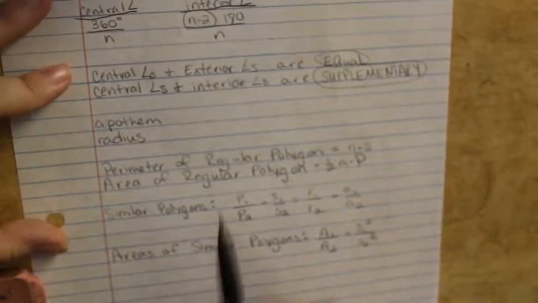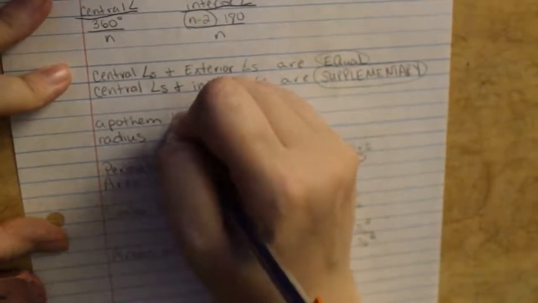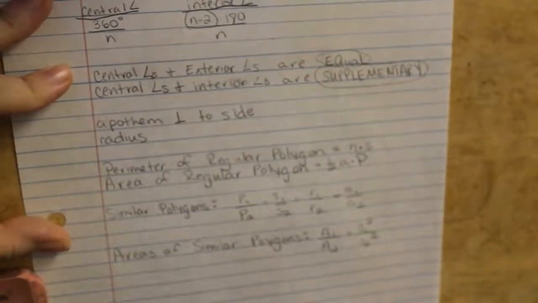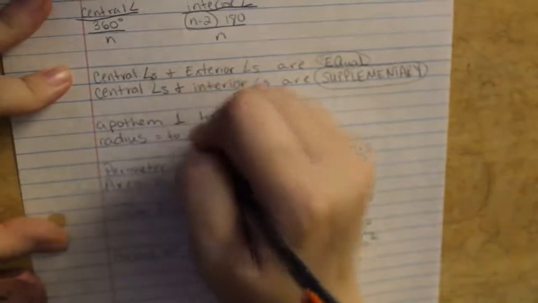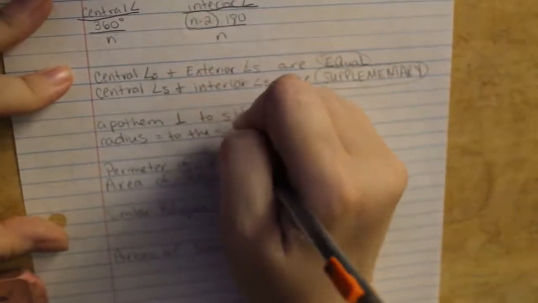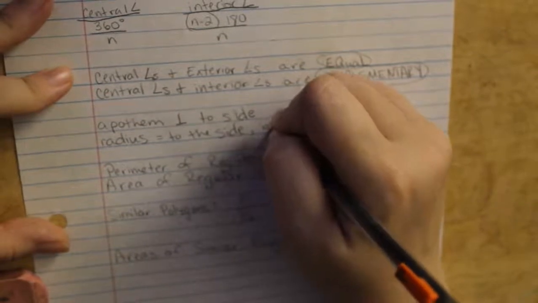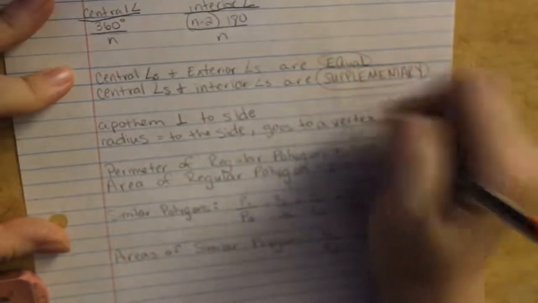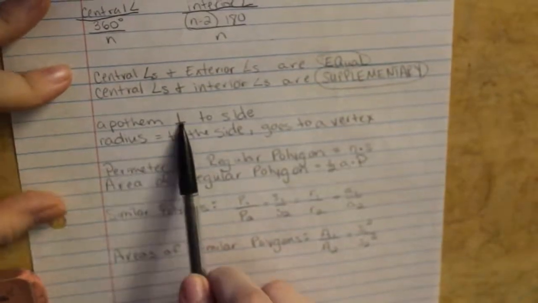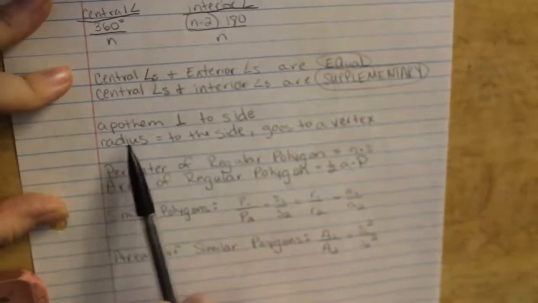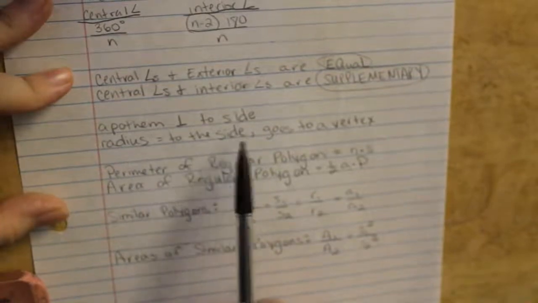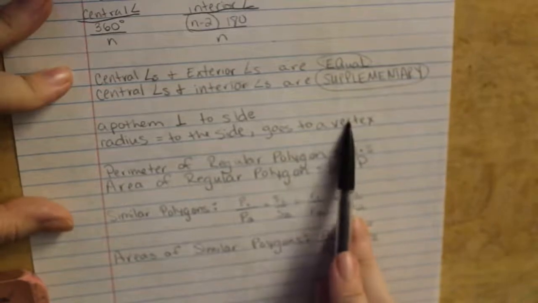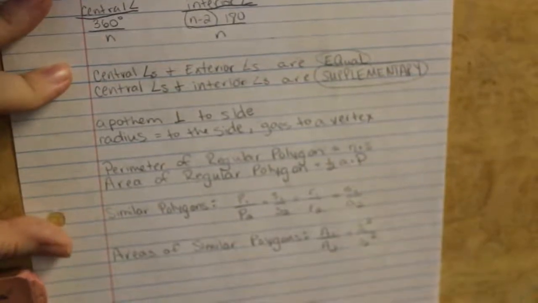Okay? Couple definitions for you. The apothem is perpendicular to the side of the regular polygon. The radius is equal to the side and it goes to a vertex. So the apothem is perpendicular to the side, the radius is equal to the side, and it goes to a vertex. The radius is the one that meets at one of the angles in the regular polygon.